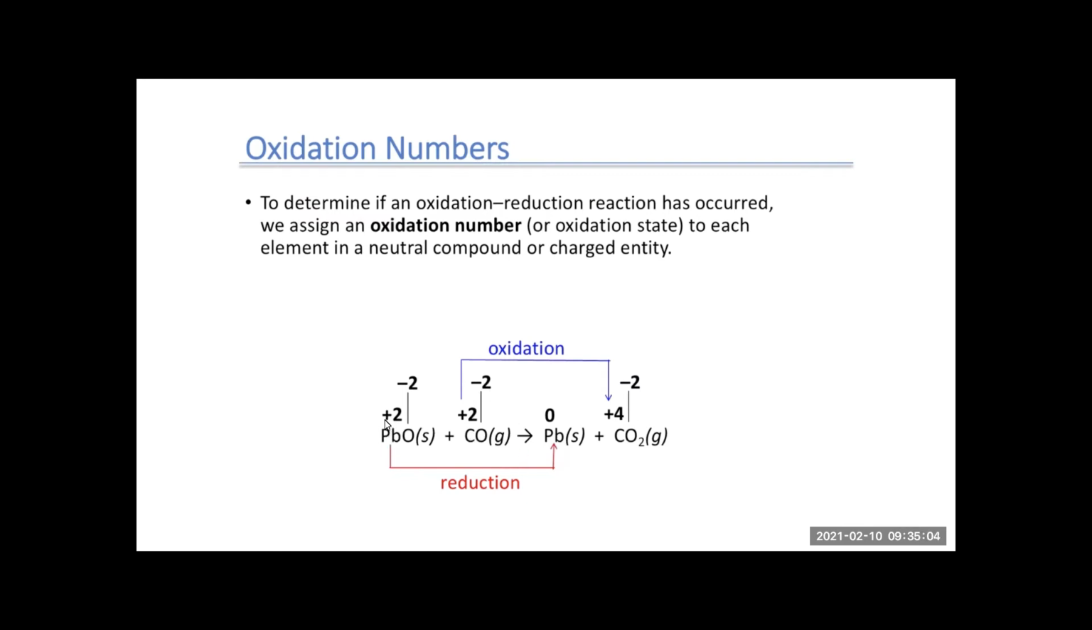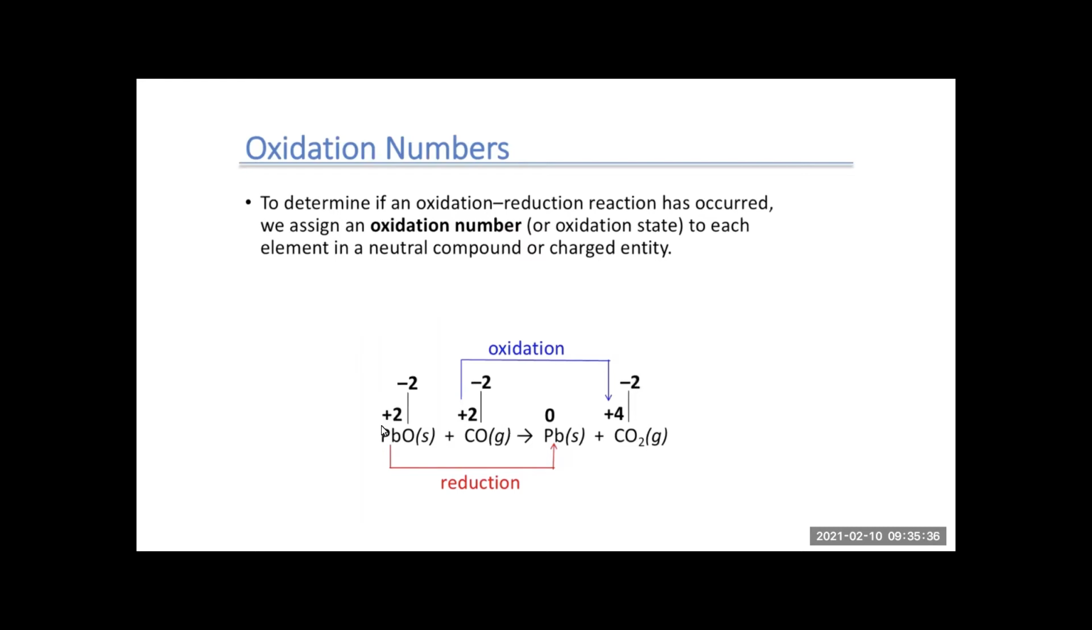The lead, since it's a +2 charge, has an oxidation number of +2. Oxygen has an oxidation number of -2. The carbon here has an oxidation number of +2, and the oxygen has an oxidation number of -2. When the lead is in its elemental form, its oxidation number is 0, since we have a neutral atom. Carbon becomes a +4, and oxygen stays a -2.